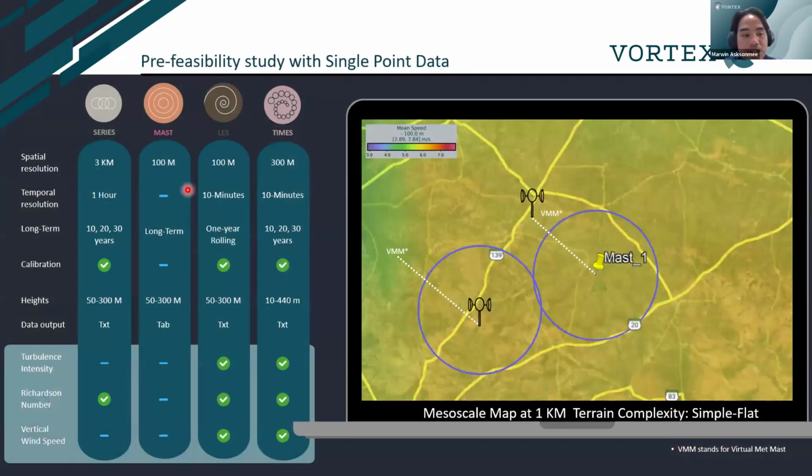So just going to briefly mention the Vortex data. We have basically four kinds of data. The first, and the most common use, is the series. We compute a time series at 3 kilometer resolution, every 1 hour, for the last 10 years, 20 years, 30 years, up to 40 years. This is the low resolution data. Now we also have higher resolution data like RES and Times, where we compute the time series at a higher resolution like 100 meters or 300 meters. In terms of temporal resolution, it's a 10-minute time series for 1 rolling year, or you can choose to have 10 years, 20 years, 30 years of 10-minute time series backwards. These two will be the focus in the next couple of slides.